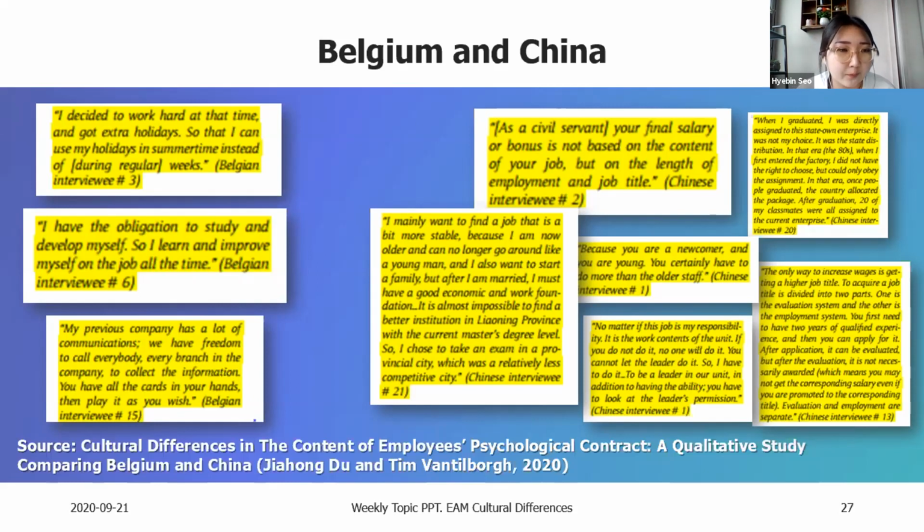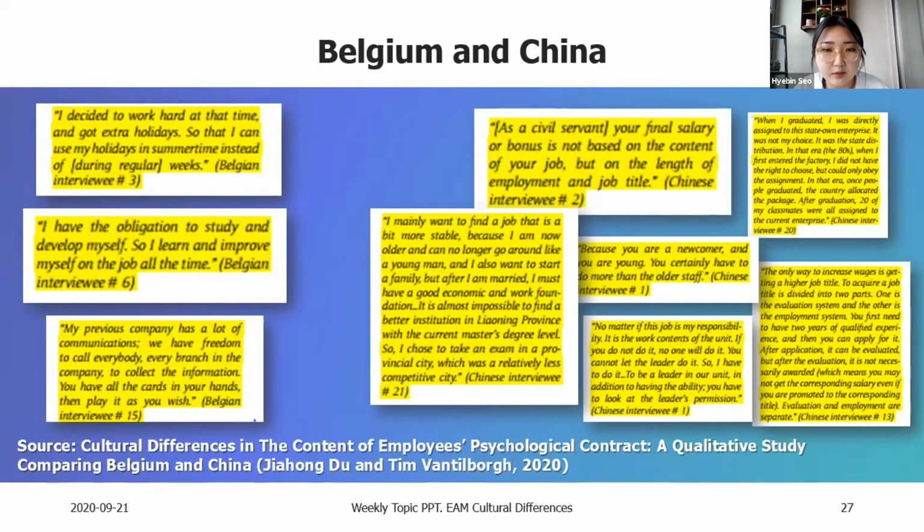And the next interviewee said that I have the obligation to study and develop myself. So I learn and improve myself on the job all the time. So even when they're working in the company, they're trying to learn something for themselves, not only for the company's or the whole community's interest. And the next interviewee said that my previous company has a lot of communication. We have freedom to call everybody, every branch in the company, to collect the information. You have all the calls in your hands, then play it as you wish. Because the hierarchical system is less vertical in Belgium, they can communicate freely with whoever they want to talk to.